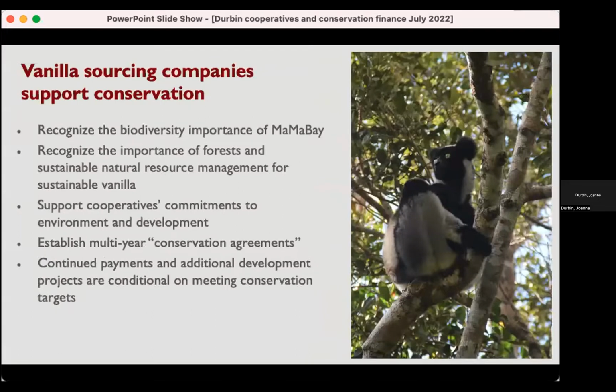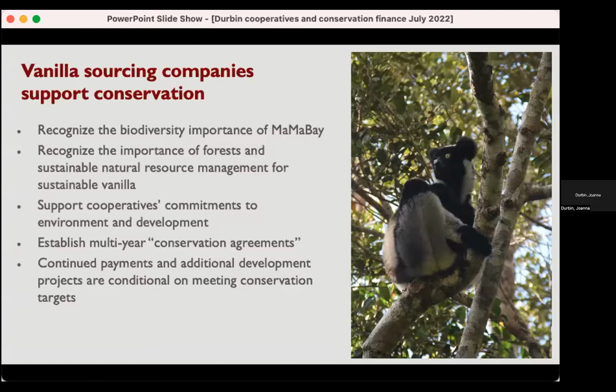the vanilla from Mama Bay is purchased by many big brands, and those include companies like McCormick Spices, Nielsen Massey, Symrise, Valrhona, Danone, and others. Many of them recognize the importance of environmental health to maintain the quality of the vanilla and also the exceptional biodiversity in the area. And we are discussing with several companies that are willing to support the cooperative's initiatives by contributing funds for conservation and development.